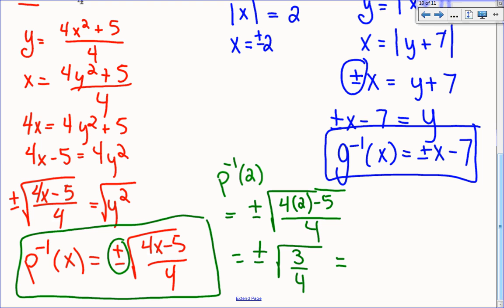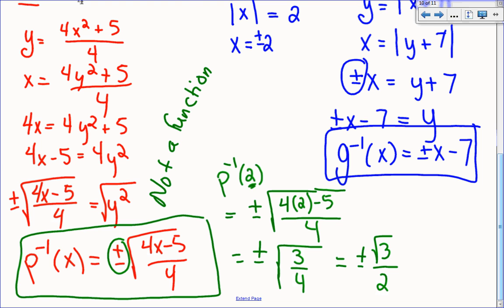We can simplify that as the square root of 3 over 2, since the square root of 4 is 2, and still that plus or minus. So we've got two solutions here. We've got a positive square root of 3 over 2, and we've got a negative square root of 3 over 2. And that's for just one value of x. So that means this is not a function. Not a function.